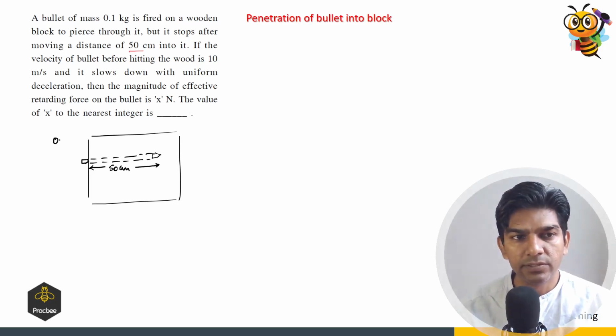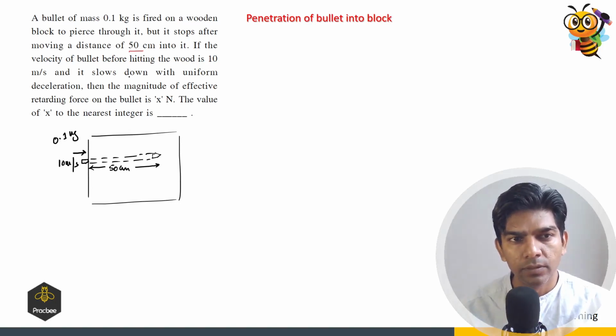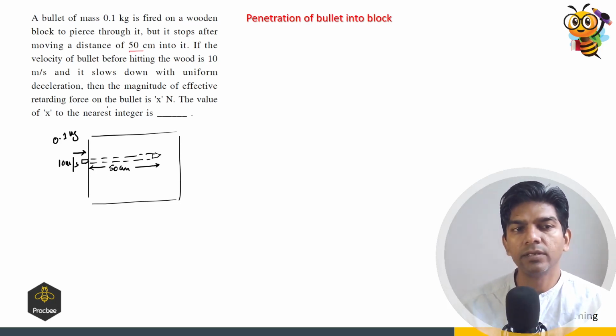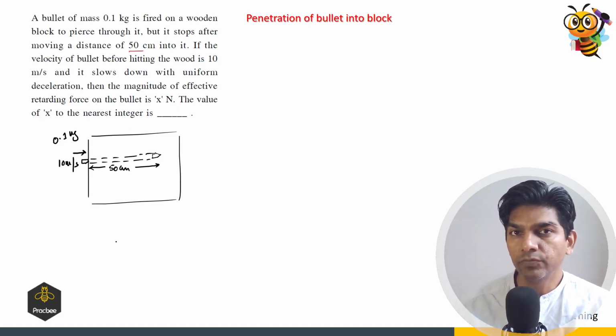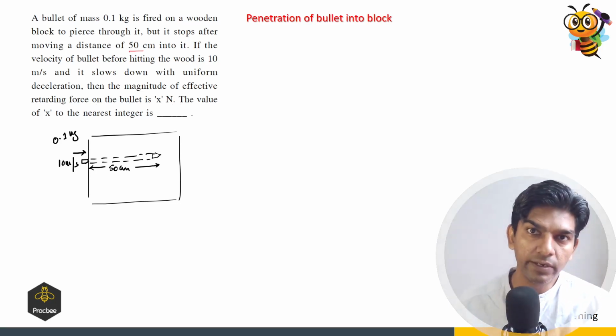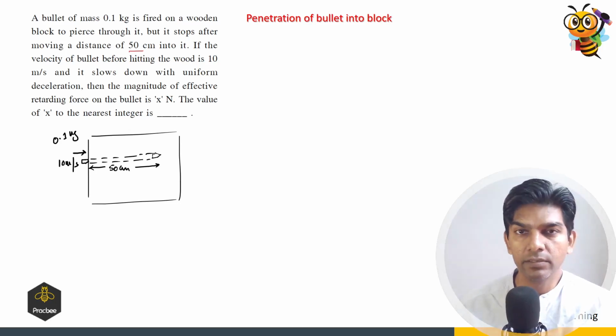Mass of the bullet is given as 0.1 kilograms. If the velocity of the bullet before hitting the wood is 10 meters per second, so this velocity is given as 10 meters per second, and it slows down with a uniform deceleration, then the magnitude of the effective retarding force on the bullet is x Newton. The value of x will be, so we have to find the retardation. Once we know retardation, we can multiply it with the mass, we'll get the retarding force.